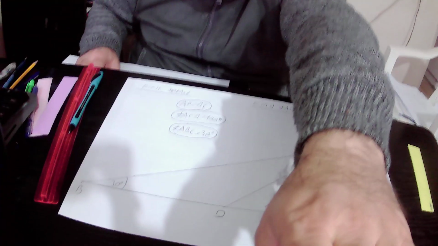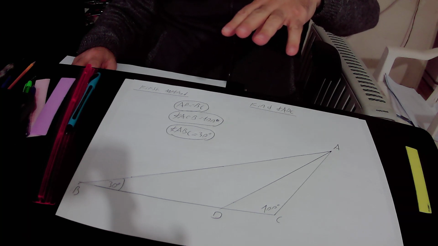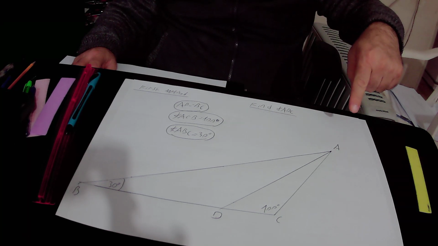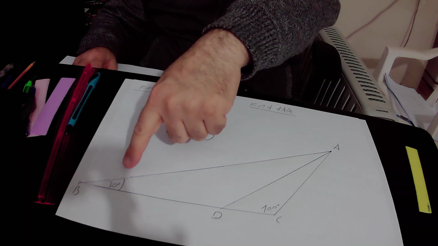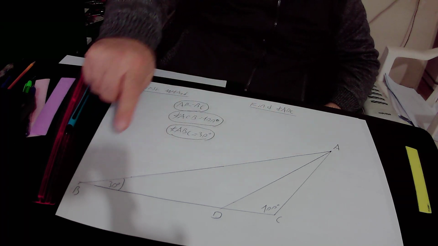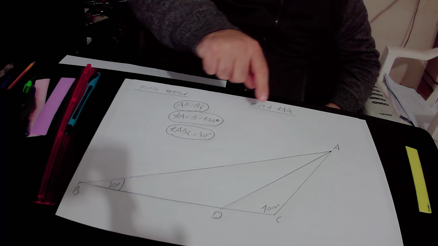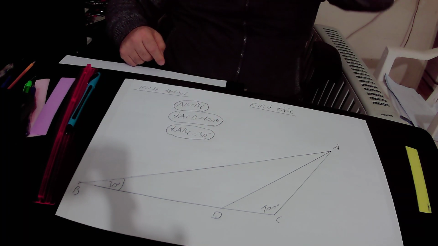Hello, in this lecture we will find out the value of angle ADC using two different methods. In the drawing we have triangle ABC. We know that angle ACB equals 100 degrees, angle ABC equals 30 degrees. We also know that AD equals BC, and we want to find the value of this angle ADC. So we will start with the first method.